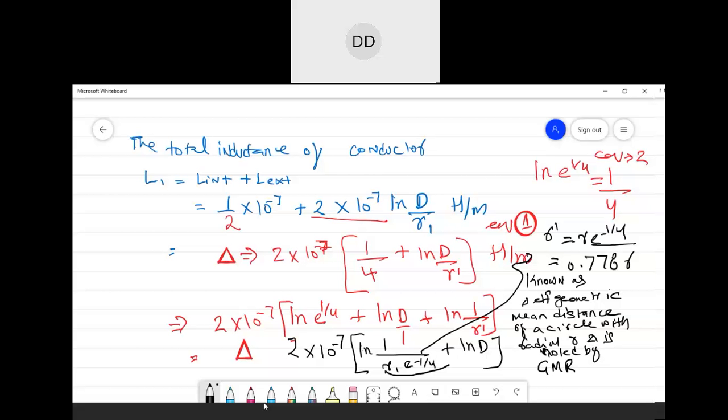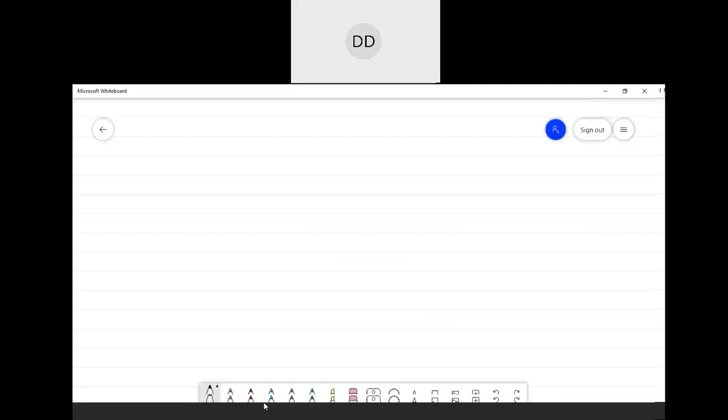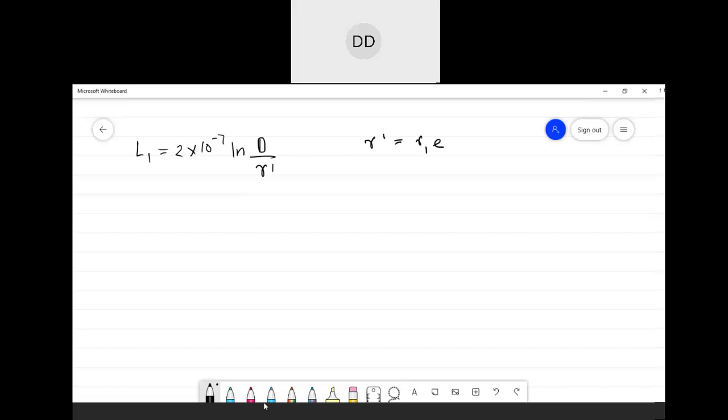Now let's suppose we calculated this value. The value which we got for L1 was equal to 2 into 10 power minus 7 in d by r dash, because we know that r dash is nothing but r1 e power minus 1 by 4.